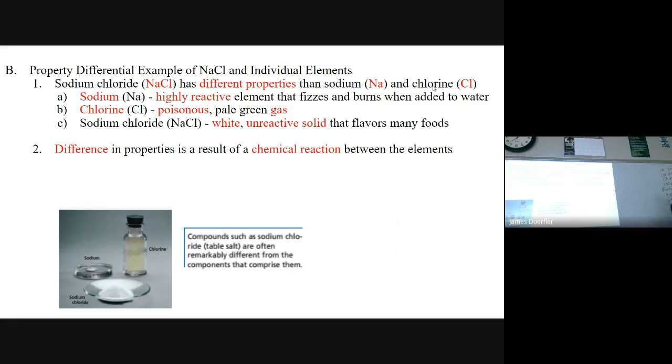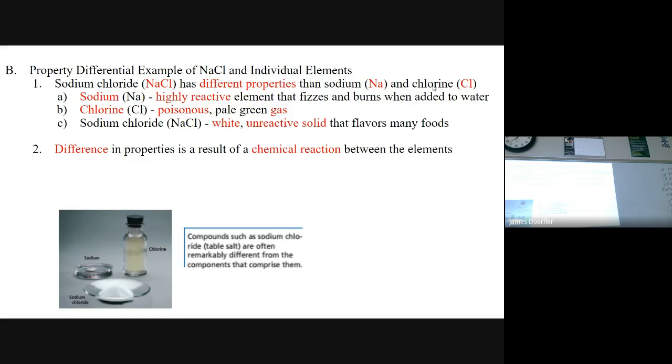Chlorine is a poisonous pale green gas. But yet, when you combine those two pretty dangerous individual elements, you get a white, unreactive solid that is used all over the world to flavor many different foods.